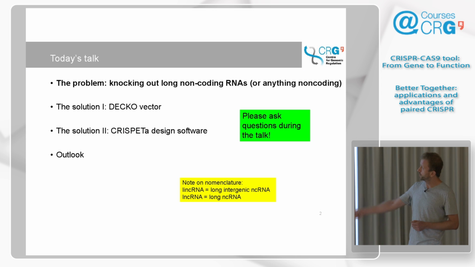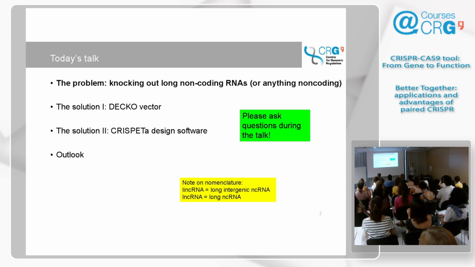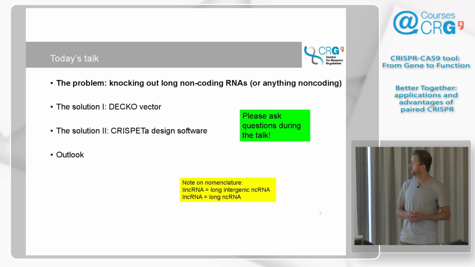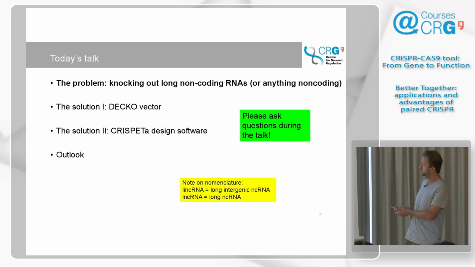So in the talk today, first I'm going to explain the problem that we're trying to solve with particular reference to long non-coding RNAs, although I hope it'll be clear to you that the tools which I'm describing are not just specific for these particular RNAs. You can use these tools for many different types of elements which you might want to study. Then I'll talk to you about this vector we've created called DECO, in the second part, this knockout vector. Finally, I'll talk to you about this software called CRISPR, which we've also developed, which is basically the design software for DECO or for any other type of deletion method.